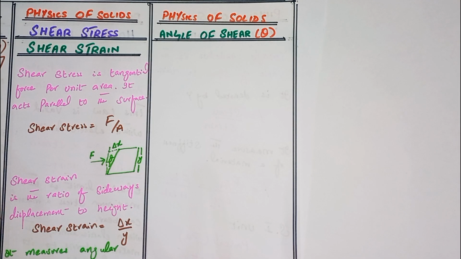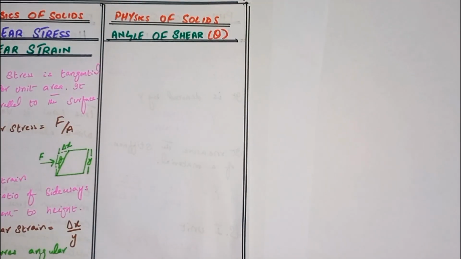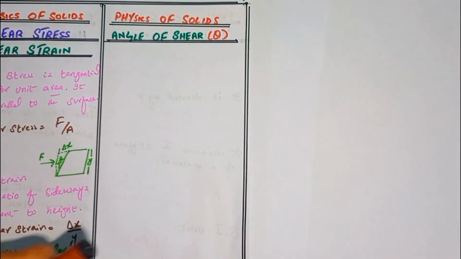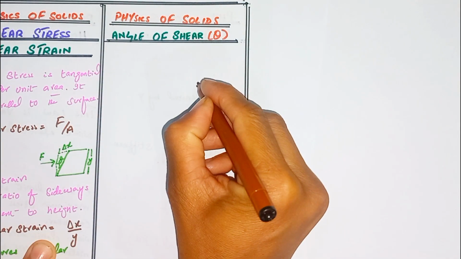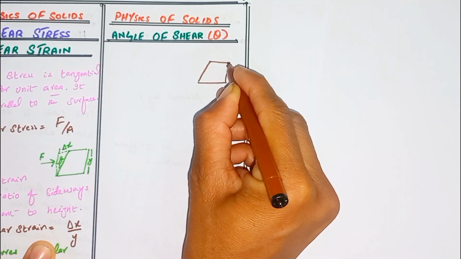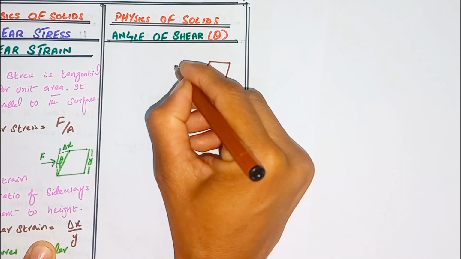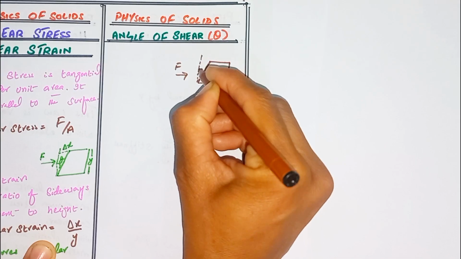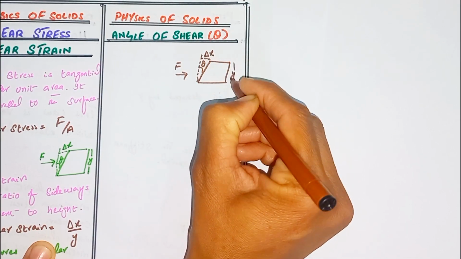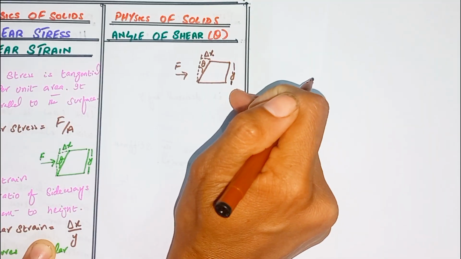Okay, next we discuss the angle of shear, which is represented by theta. We can understand it by the diagram. Here we draw the diagram of the object. When we apply the tangential force on a body that acts parallel to the surface, it produces angular distortion and a change in displacement delta x. The height of the material we take as y.